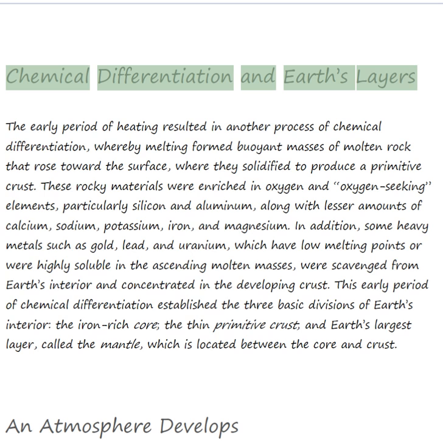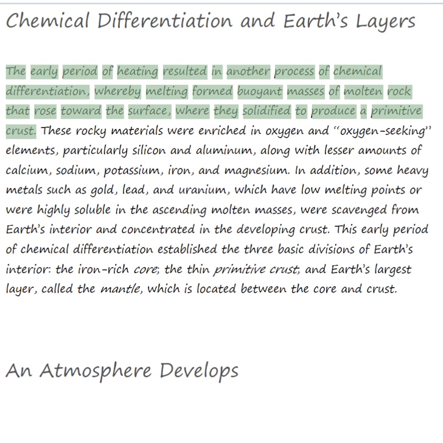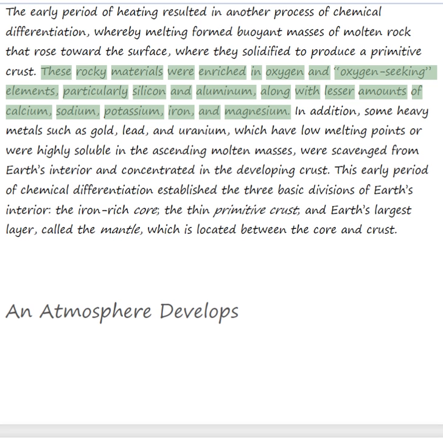Chemical differentiation and Earth's layers. The early period of heating resulted in another process of chemical differentiation, whereby melting formed buoyant masses of molten rock that rose toward the surface, where they solidified to produce a primitive crust. These rocky materials were enriched in oxygen and oxygen-seeking elements, particularly silicon and aluminum, along with lesser amounts of calcium, sodium, potassium, iron, and magnesium.